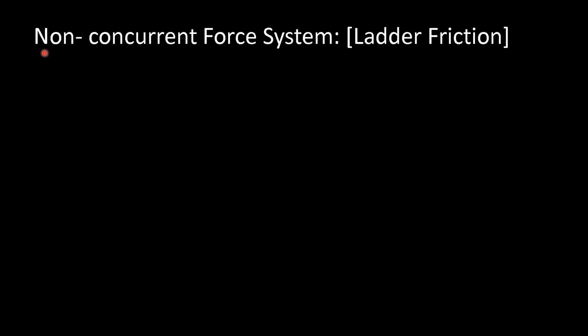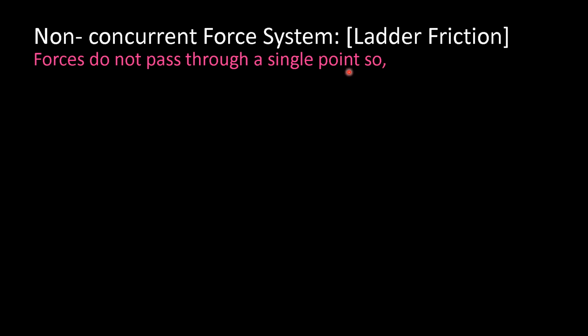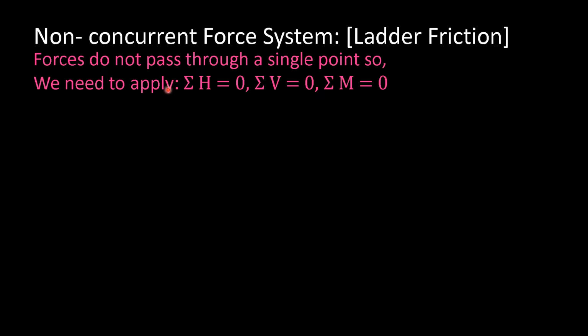In this video, we will discuss non-concurrent force system in which we will talk about ladder friction. In non-concurrent force system, the forces do not pass through a single point, so that in the state of equilibrium, we need to apply summation of horizontal forces equals 0, summation of vertical forces equals 0, and summation of moments about a point equals 0.